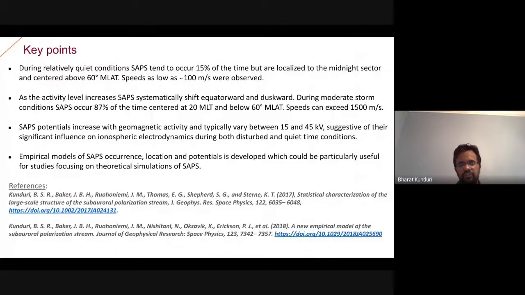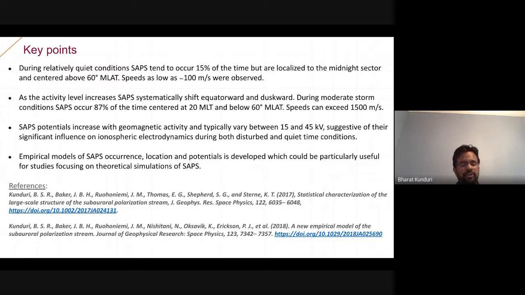But as geomagnetic activity increases, we see that there is a very high chance of seeing SAPS, and they systematically shift equatorward and duskward with increasing geomagnetic activity. During geomagnetic storms, they're usually centered around 20 MLT and 60 degrees magnetic latitude. And you can see speeds exceeding 1.5 kilometers per second. Usually median SAPS potentials vary between 15 and 45 kilovolts, and they clearly demonstrate the significant influence they can have on the ionospheric electrodynamics in this region.